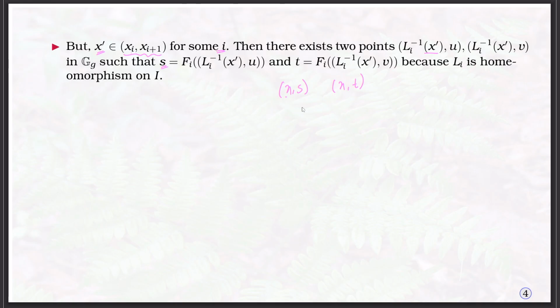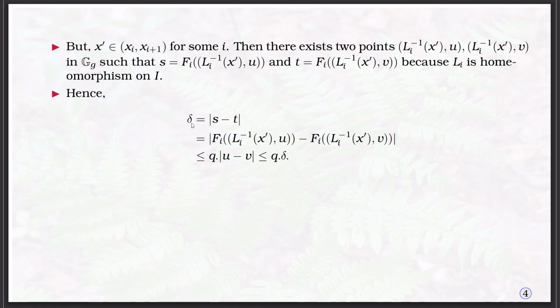Then there exist two points. What are the two points? L_i inverse of x dash comma u, which is mapped to s, and similarly L_i inverse of x dash comma v, which is mapped to t. Because L_i is a contractive homeomorphism, we can find a one-to-one correspondence. Yes, we can find such a mapping F_i. That means F_i of this one gives s, and F_i of this one gives t.